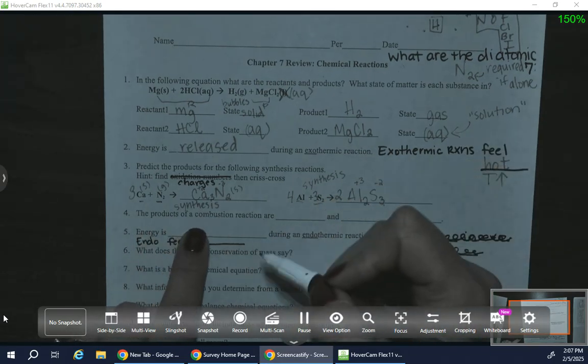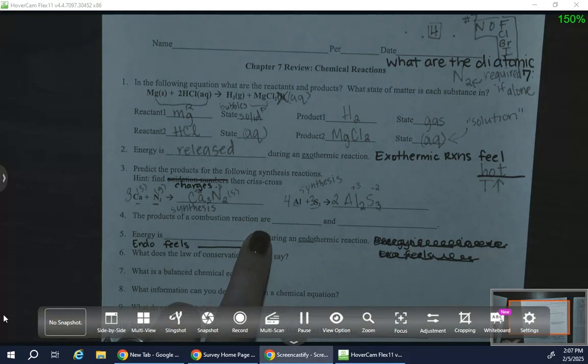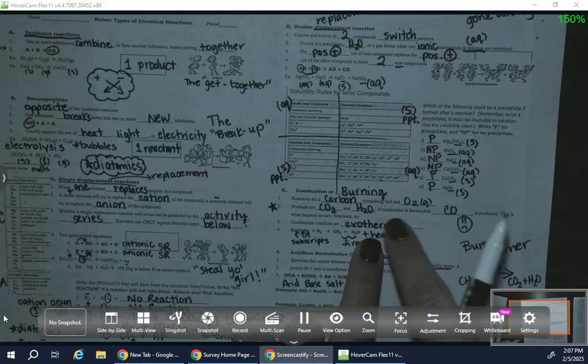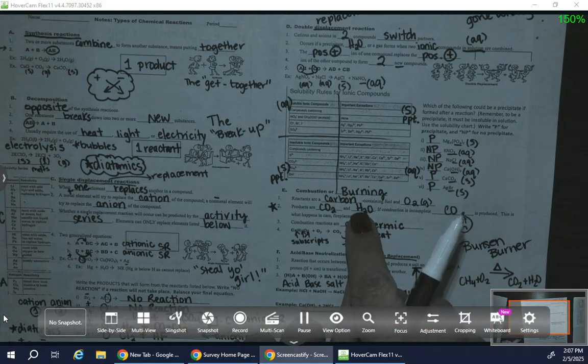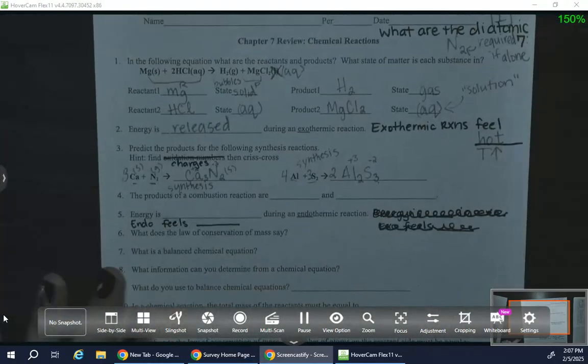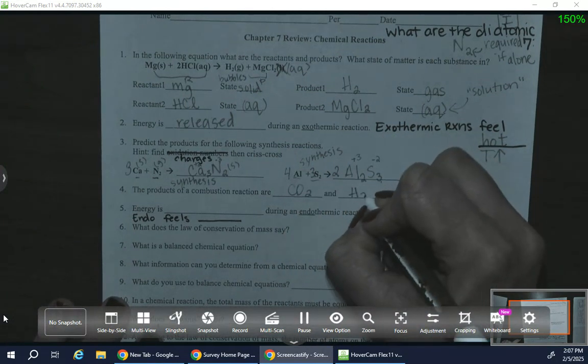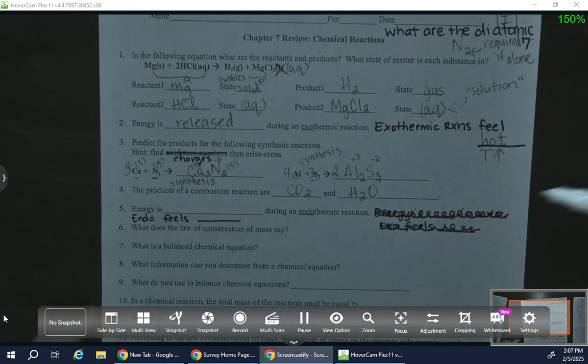The products of a combustion reaction. So no matter what, combustion reactions, okay, they're exothermic, and they always have CO2, H2O. No matter what, you will be asked that question, so make sure you know that. Okay, it's an easy question, but you got to remember it.